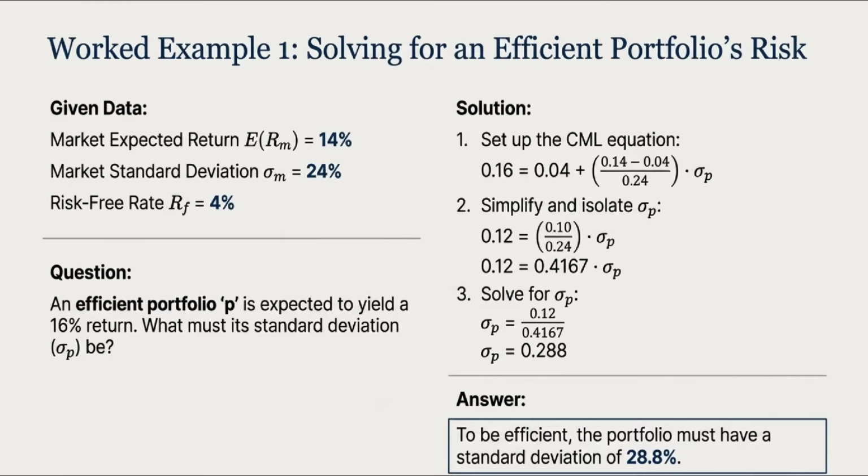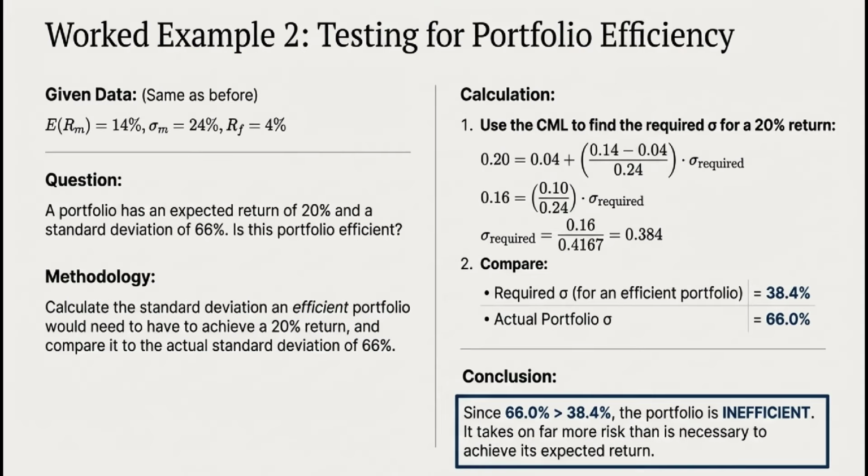Okay, now for the really critical part. Testing if a portfolio is efficient or not. Let's say someone brings us a portfolio. Portfolio X. It has a 20% expected return, but its standard deviation is 66%. Is portfolio X efficient? Right. To test this, we use the CML as our benchmark, our ruler. We don't care about the portfolio's actual 66% risk, not yet. First, we have to calculate what the required risk should be for a 20% return if the portfolio were efficient, if it were on the line.